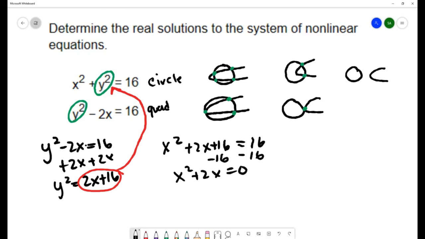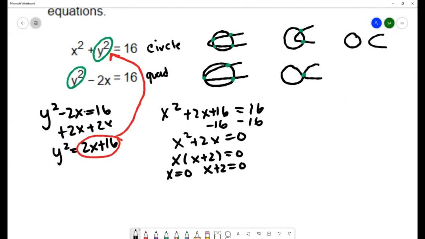And I can solve this by factoring. We're going to factor out an x. And I can set each factor equal to 0 using that zero product property. And that gives x equals 0 and x equals -2. And we'll substitute these x's in to find out what y is. So I'll use this equation right here. You can use any equation with two variables. I have y squared equals 2x plus 16.